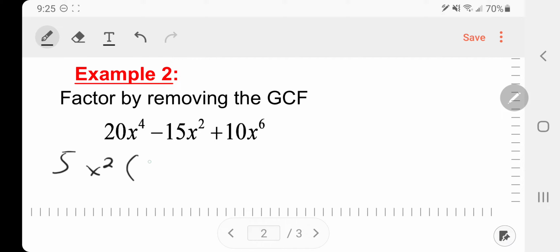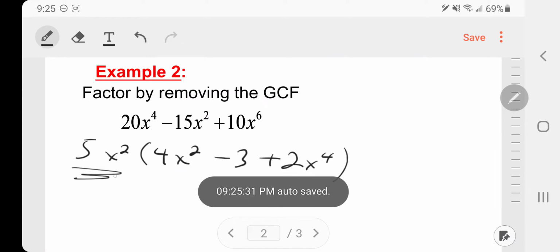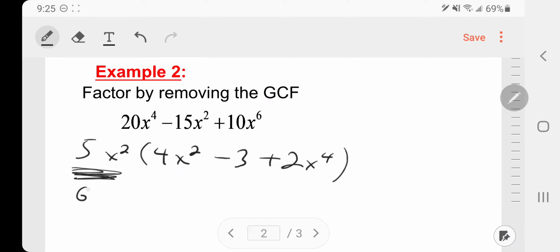Okay, so 20 divided by 5, that's going to give me 4. X to the fourth minus x squared is x squared. Negative 15 divided by 5 is negative 3. X squared, that cancels out. 10 divided by 5 is 2. And then x to the sixth minus x squared is going to give me x to the fourth. Okay, again, there's our GCF, and that's what's left over. Okay, let's take a look at one more example.